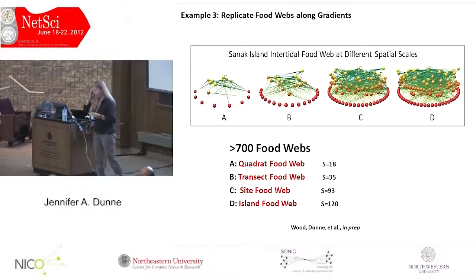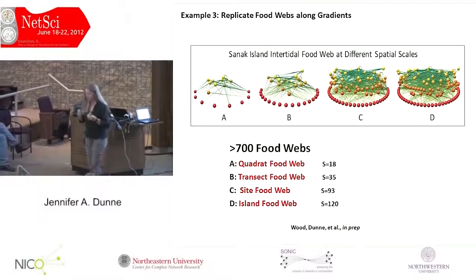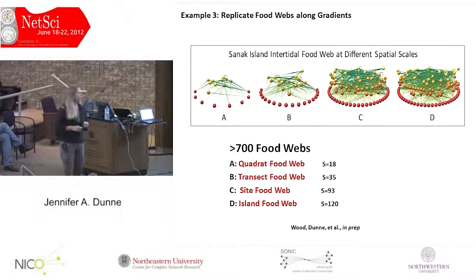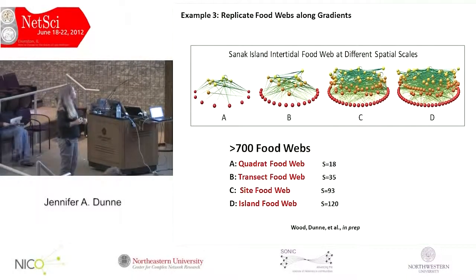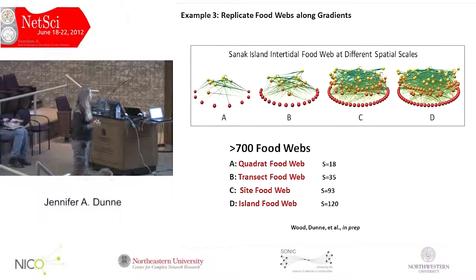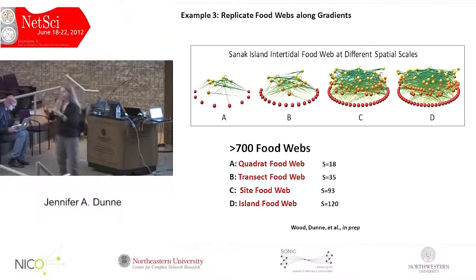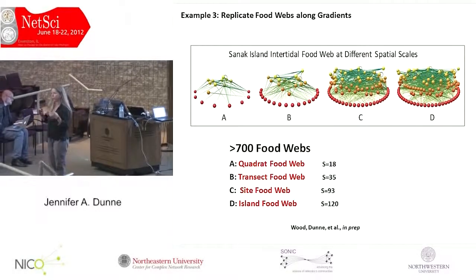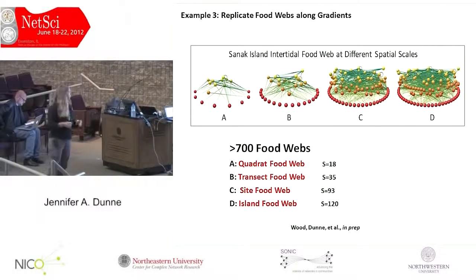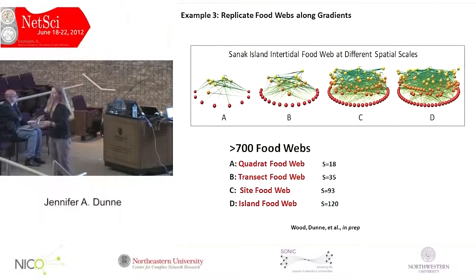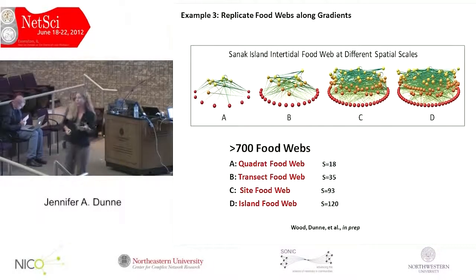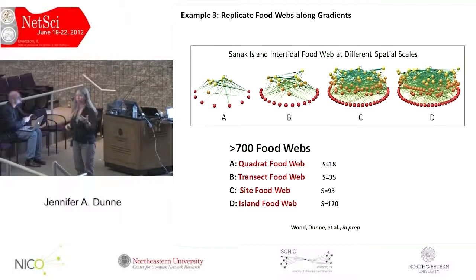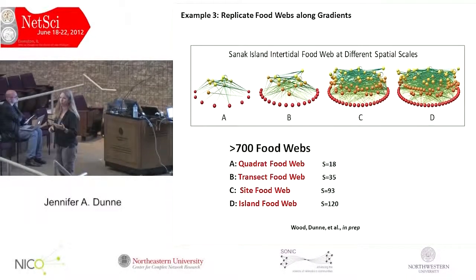And then my last example on the data side are these multi-web databases that are coming online. This is just one example of a project I'm involved with in the Aleutian Islands with intertidal food webs, where my colleagues have put together data at different spatial scales. So we have over 700 food webs at 4 different spatial scales: the meter squared scale, then the transect scale where you aggregate across the quadrats, and then the site level, and then the island level. And one of the questions that we just haven't been able to answer really is, how does spatial scaling impact our understanding of ecosystem organization?